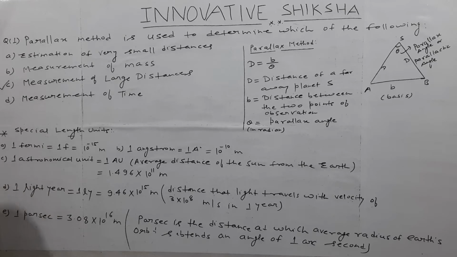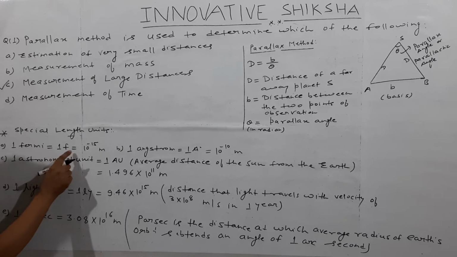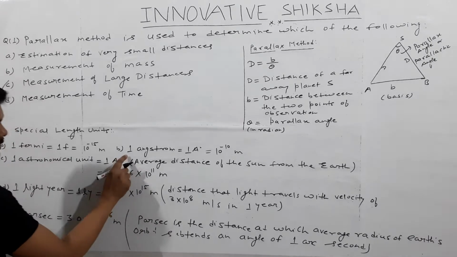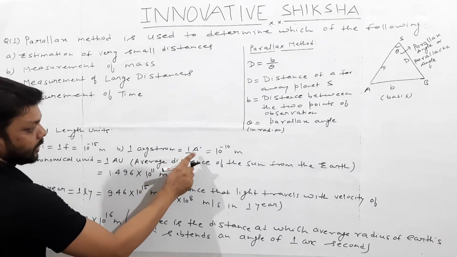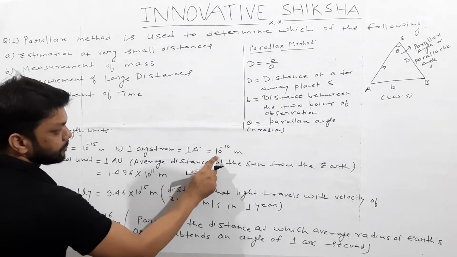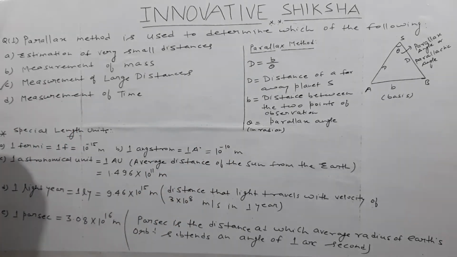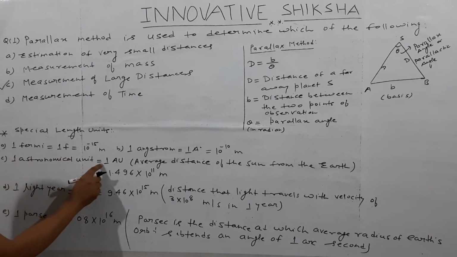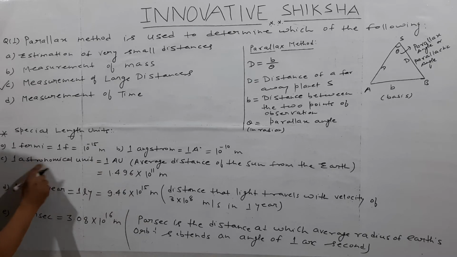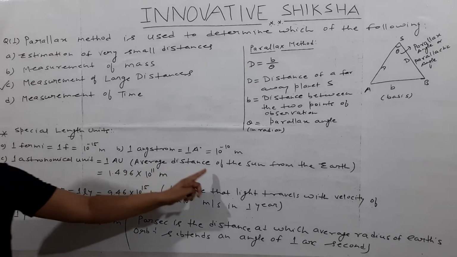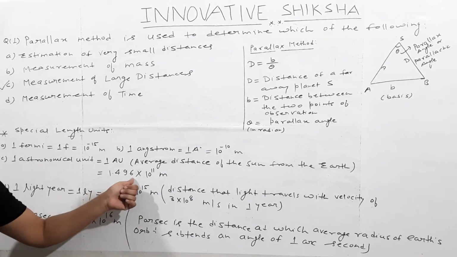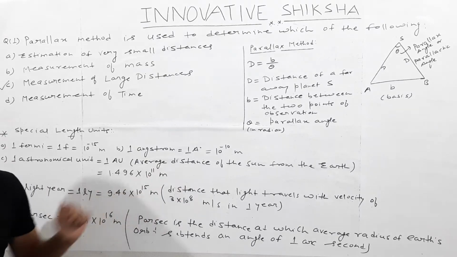The first spatial length unit is Fermi. 1 Fermi, which is denoted by 1 F, is equal to 10 to the power minus 15 meter. Okay. The next one is 1 angstrom, which is equal to 10 to the power minus 10 meter. Okay. The next one is 1 astronomical unit, which is denoted by 1 AU. And what is that astronomical unit? It is basically the average distance of the sun from the earth, right? Which is equal to 1.496 into 10 to the power 11 meter.